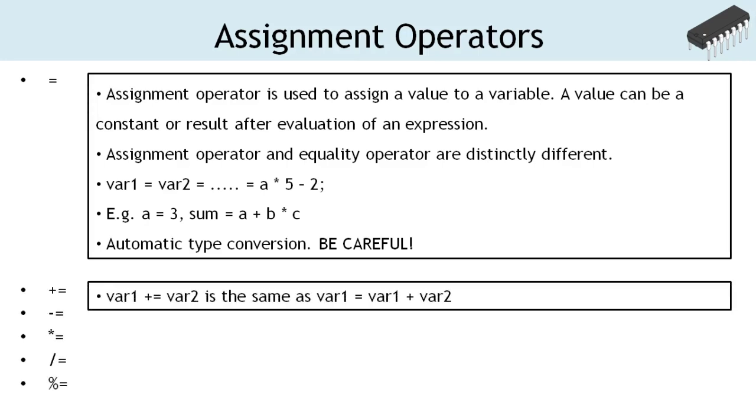C also has 5 additional assignment operators as shown, which are shorthand for writing arithmetic and assignment operations. Let's discuss with an example of plus equal. The expression var1 plus equals var2 actually means that var1 is added with var2 and the result is assigned back to var1. The same logic applies to the other assignment operators too.